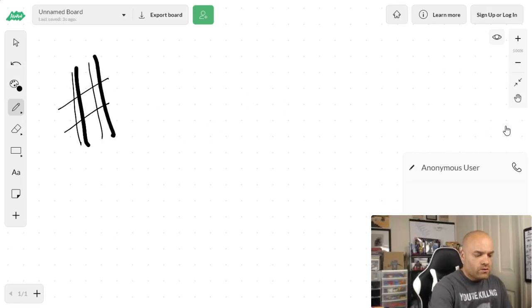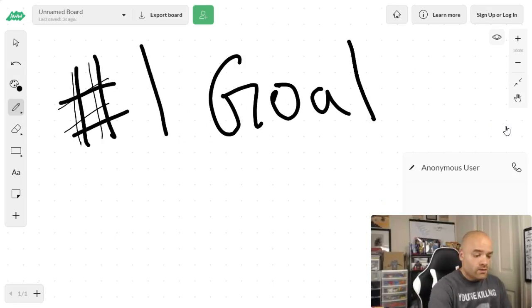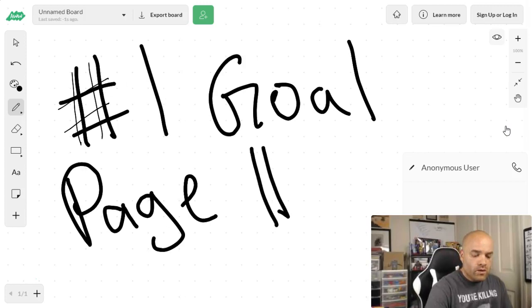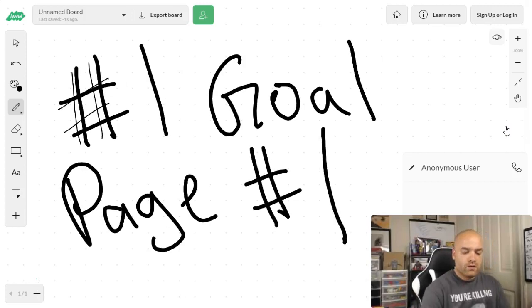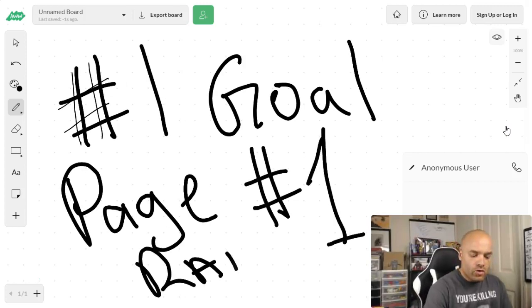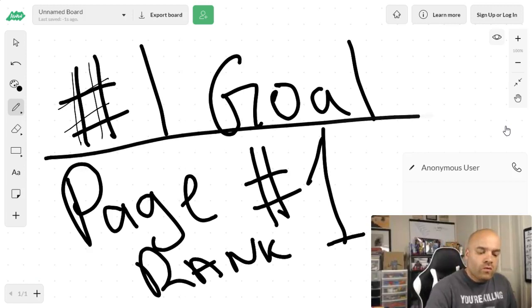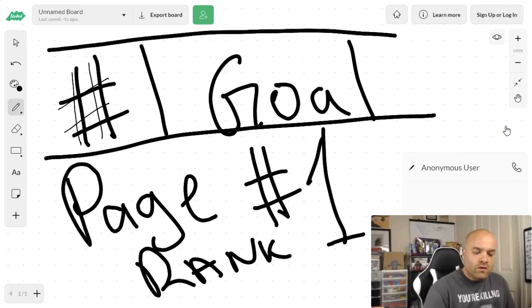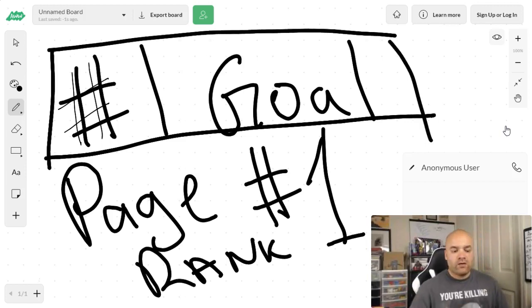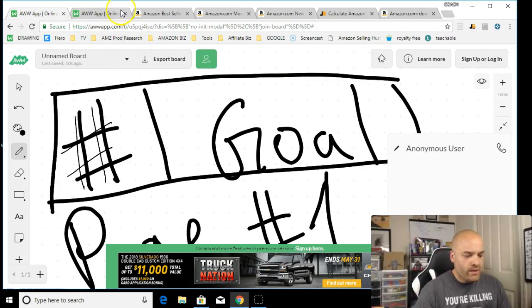Let's expand this. Number 1 is page 1. You want to rank your product on page 1. If you don't rank on page 1, you are failing. You have to rank your product on page 1. As you can see, that's where all the sales are. 80% of the sales that happen for a product somebody is searching for, they buy it from page 1. So your primary goal is to rank on page 1.